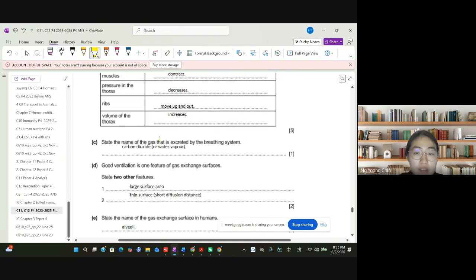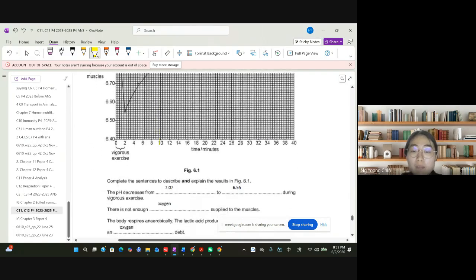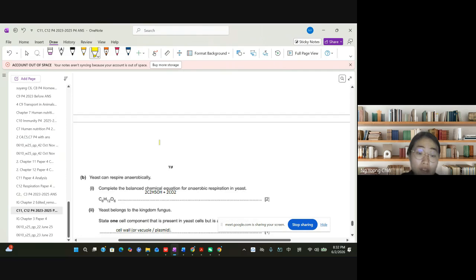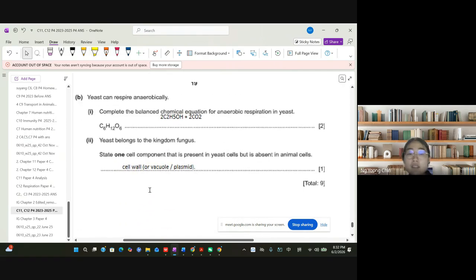Okay, and for this one, I think generally all will be the same thing. So it's very important you go through the passage, at least you can catch some of the points. For example, the balanced equation for the anaerobic reaction in the yeast, C2H5OH. So when you balance it, remember to add the number in front.